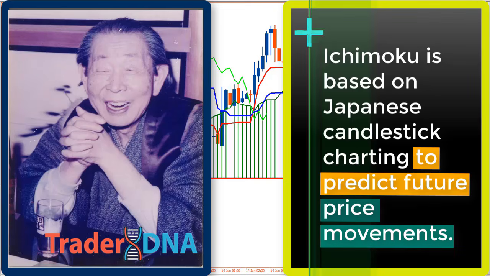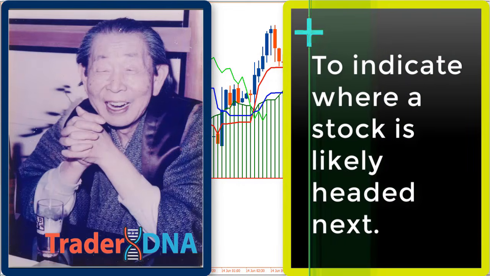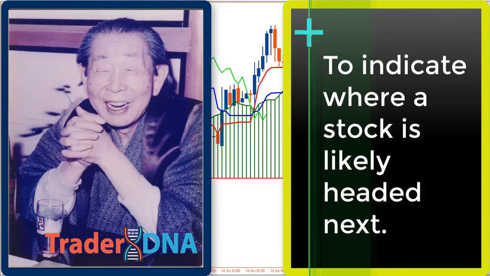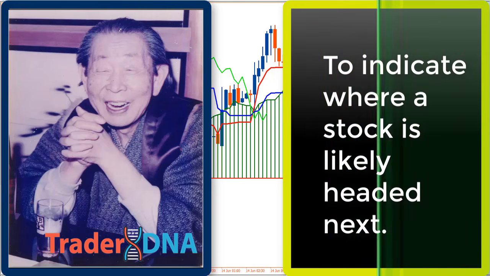The idea behind the Ichimoku Cloud strategy is to use a moving average-based trend method to indicate where a stock is likely headed next. In addition to price action, Ichimoku uses time as another element, and because greater data points are used, it is generally regarded as providing a clearer picture than Japanese candlesticks.